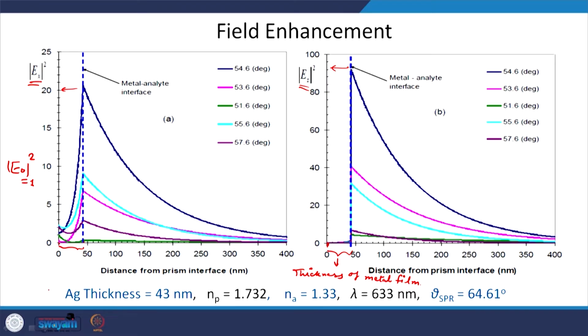So, here these are the parameters: silver thickness is around 43 nanometers, prism refractive index is 1.73, analyte refractive index is 1.33. So, analyte is water in this case. The wavelength of the incident laser is around 633 nanometers, and theta SPR, the surface plasmon resonance, is occurring at 64.61 degree. So, you see that this is the angle of incidence from the prism side.